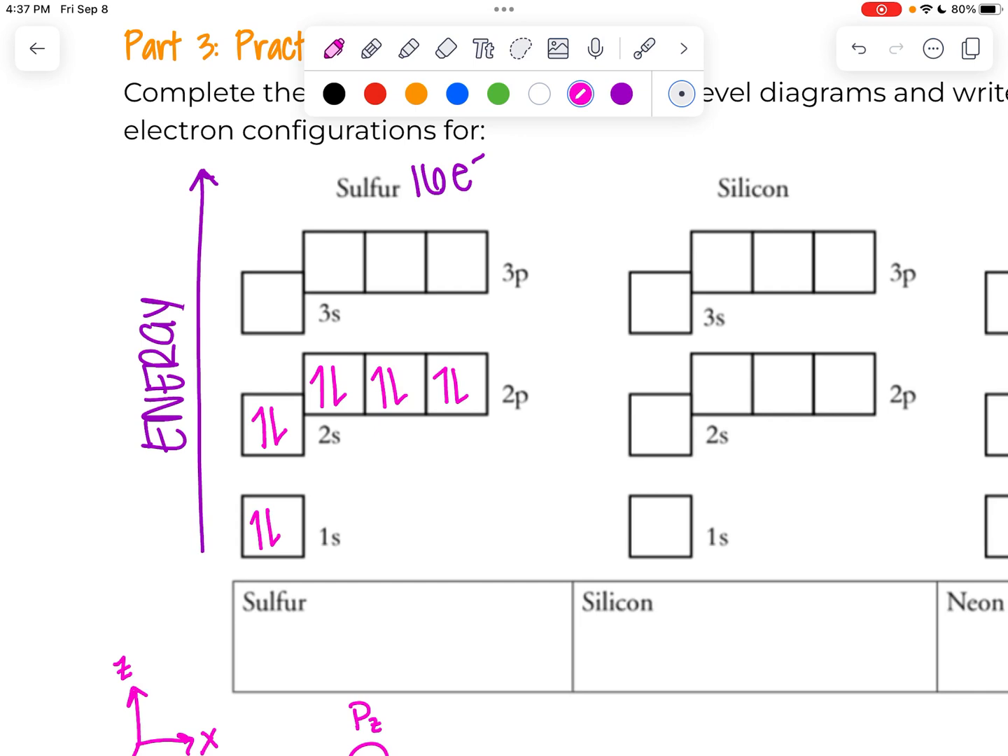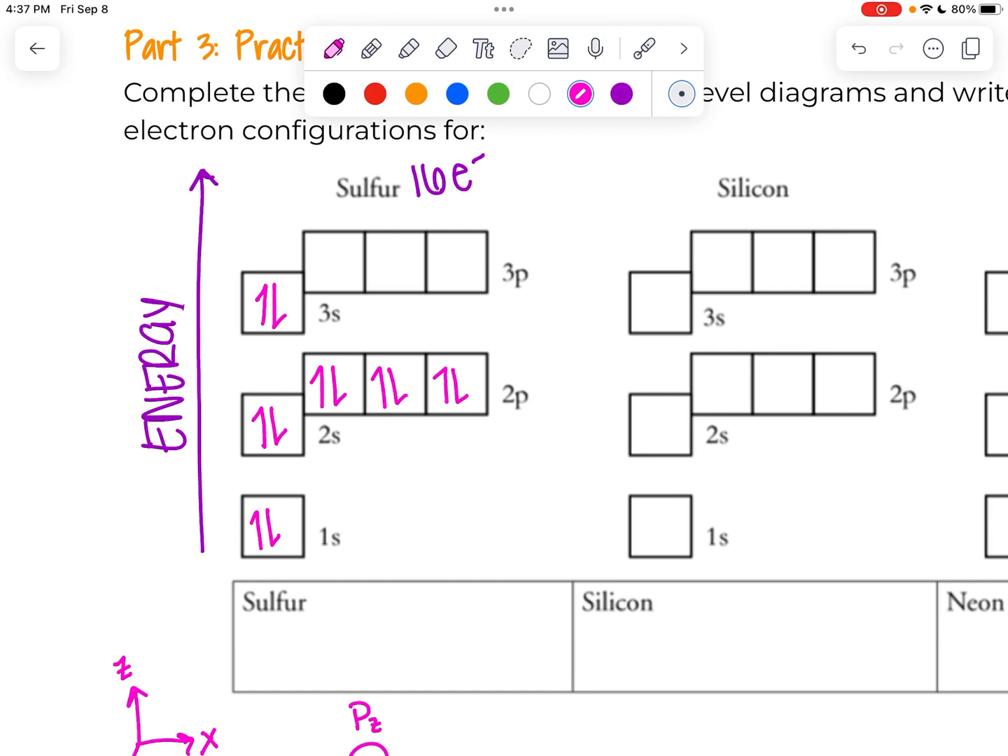Okay, next. Still going up in energy, back to Aufbau principle. Next orbital that comes up is 3s. So I'm going to put 1 electron spin up. Pauli exclusion principle tells me the next one's got to be spin down. I've still got 4 electrons to go.